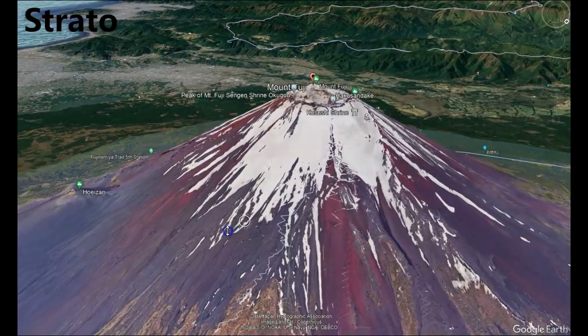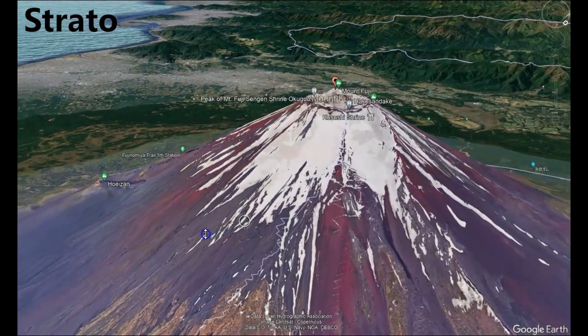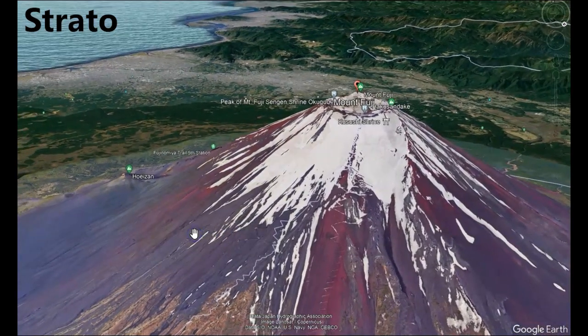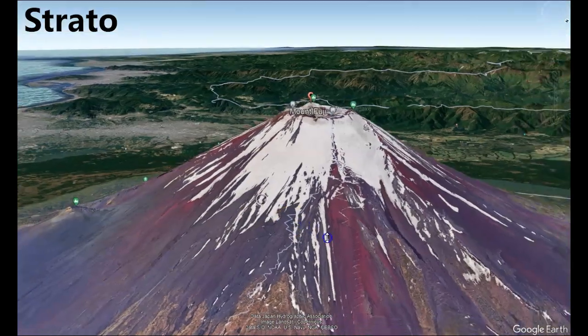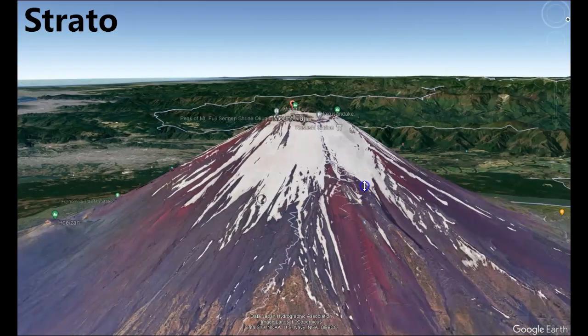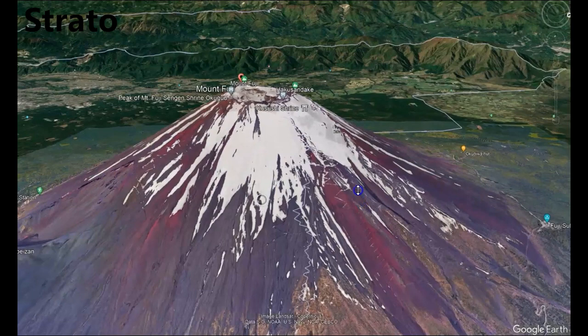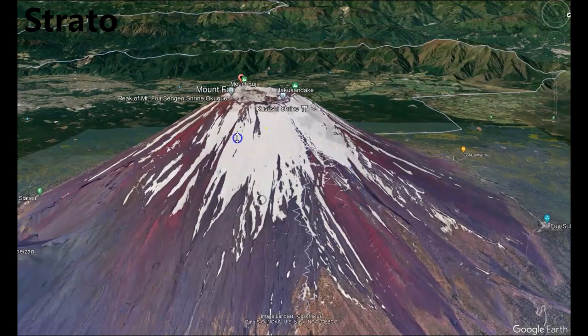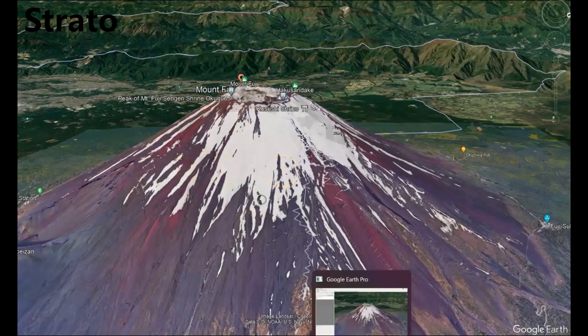This is Mount Fuji, the stratovolcano in Japan, and you can clearly see it's different from those shield volcanoes because it protrudes up and it's much taller. And these play no games. Once they erupt, you gotta go because they're gonna blow a ton of ash and a ton of lava, and it's gonna be very dangerous.